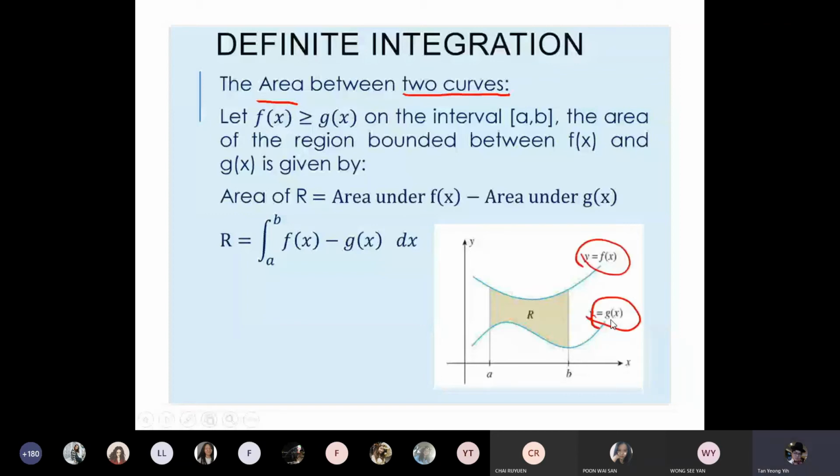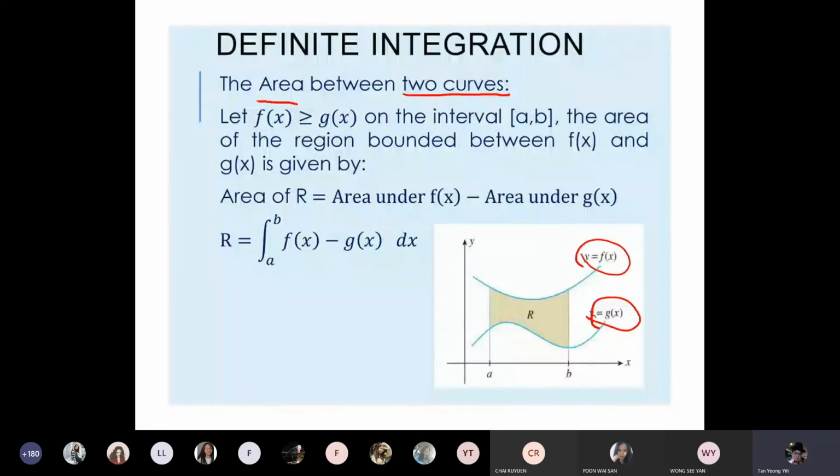So we want to find the area between two curves. This area here is irregular, meaning it's not like a square or triangle. Now, how do we find the area here? This is what we do.